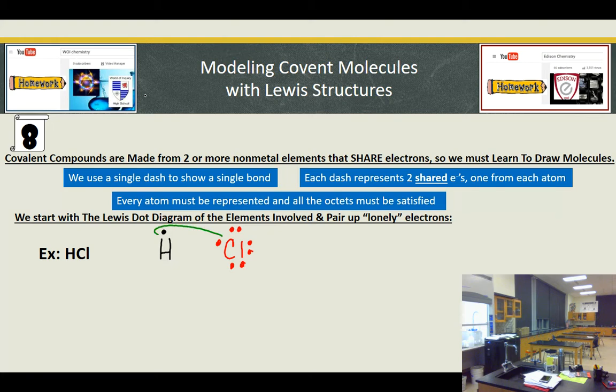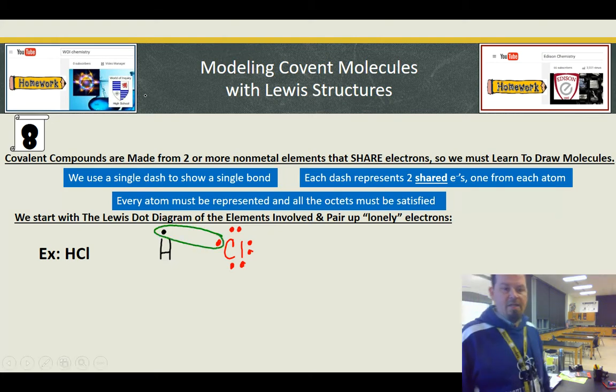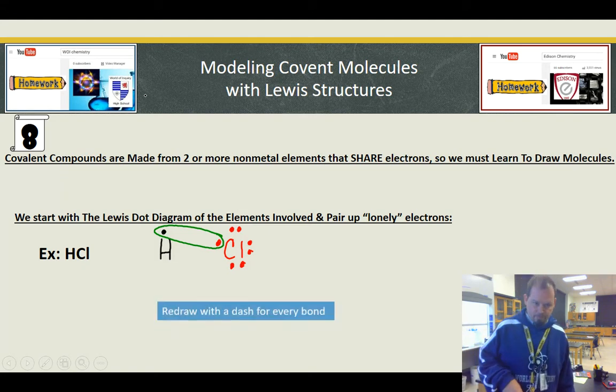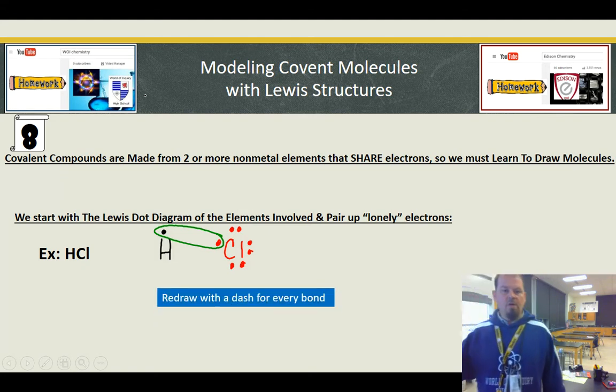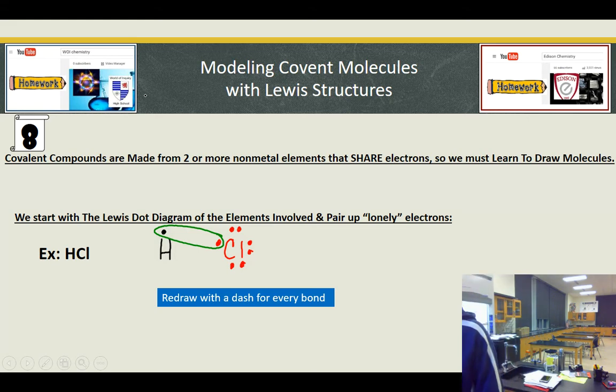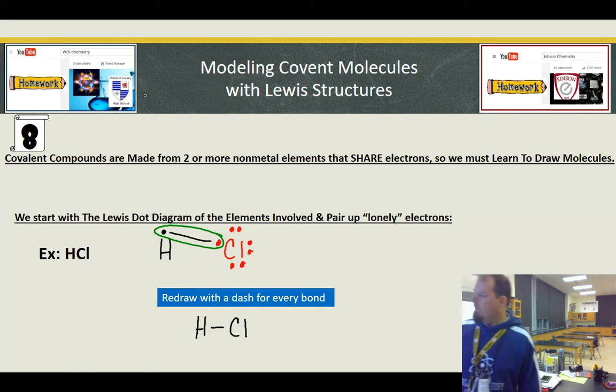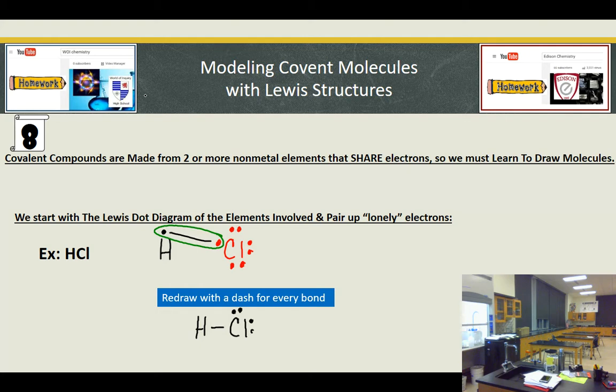This guy and this guy are going to form a bond so that they've got a neighbor and they can pair up. Once I do that, I need to redraw this with a dash for every bond, or every big circle loop. So that's going to look something a little more like this: H dash Cl. Now that dash is me connecting those lines. Then I have to bring in all those other valence electrons that were there. And this is the correct Lewis dot for HCl.